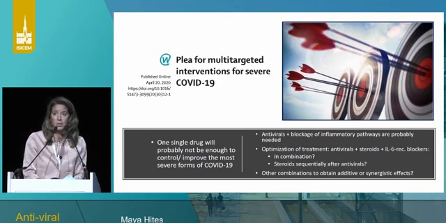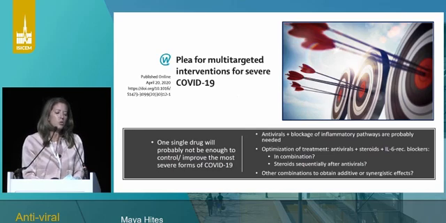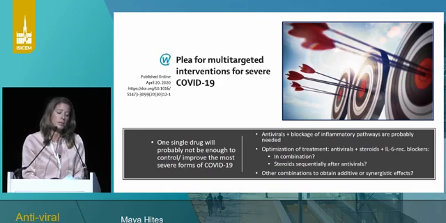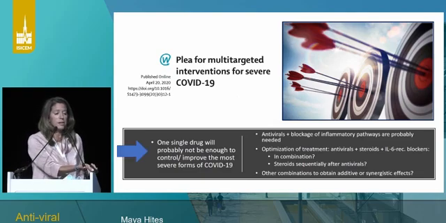Now, this article was actually written in April 2020, but I think that what it states is very important and still holds true today. One single drug will probably not be enough to control or to improve the most severe forms of COVID-19. Antivirals plus blockage of inflammatory pathways are probably needed, and optimization of treatment with antivirals, with steroids, with IL-6 receptor blockers should be used, but should they be used in combination, or should they be used sequentially only after giving antivirals first? And should we consider using other combinations to attain additive or synergistic effects?